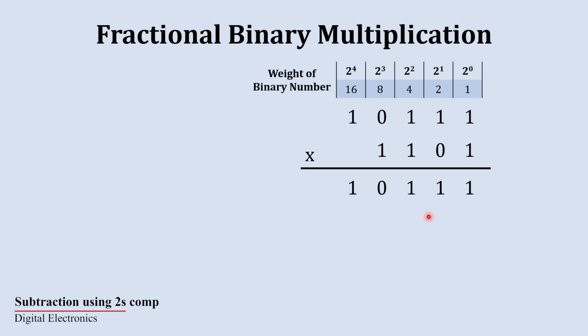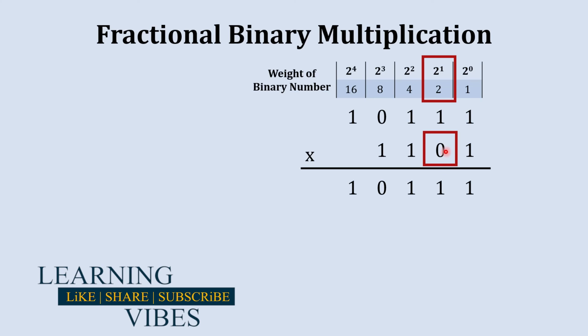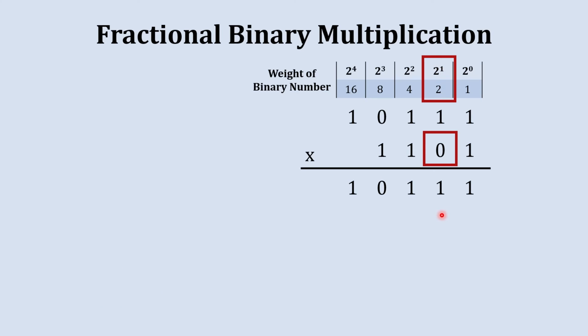But the same question: from which place value are we supposed to start placing the 0? So the answer is you should start from the same place value as that of the 0 in the multiplier. So the place value of this 0 in the multiplier is 2 raised to 1, or the 2's place. So we're supposed to place 5 zeros starting from this place value like this, and jump to the next place.